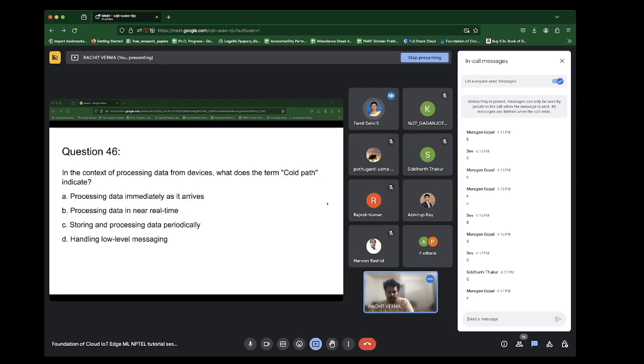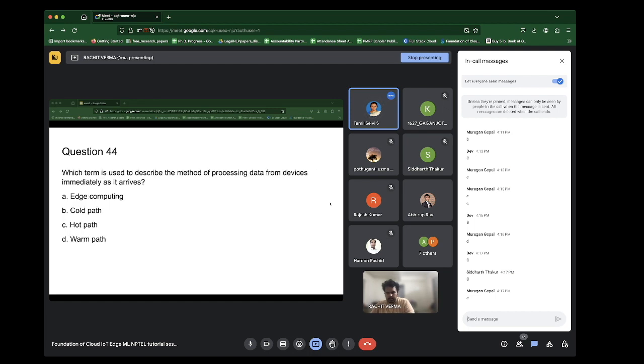So the answer is both, sir, B and C? No. It is just C, hot path. Immediately, C, right? Hot path. Okay.